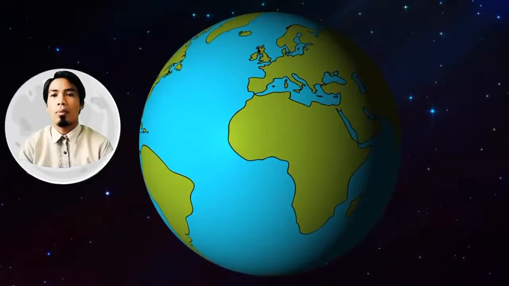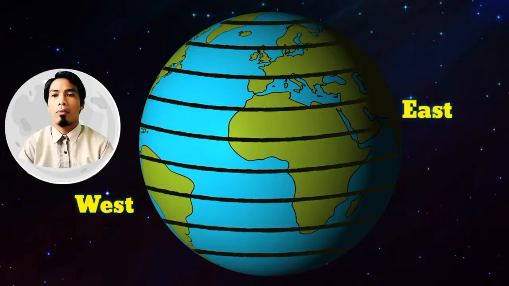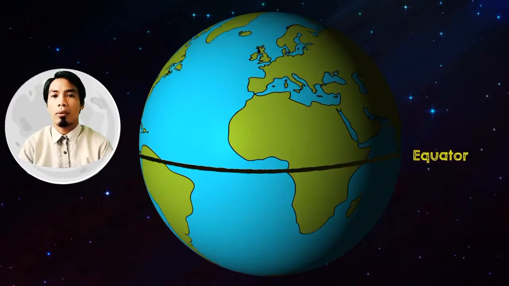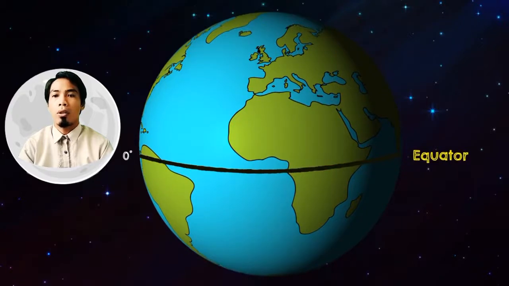Let us know all about latitudes first. Latitudes are imaginary lines that run in an east and west direction, parallel with each other. The longest latitude is called the equator. The equator runs around the center of the Earth and divides the Earth into northern hemisphere and southern hemisphere. Latitudes are measured in degrees, and the equator is at 0 degrees.